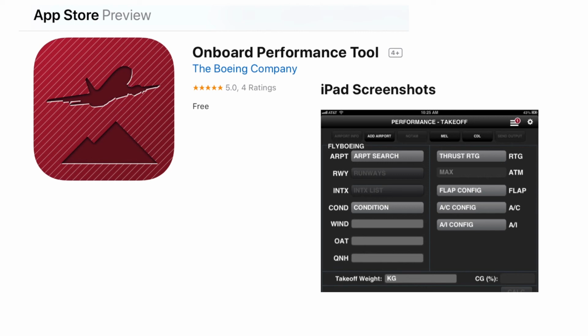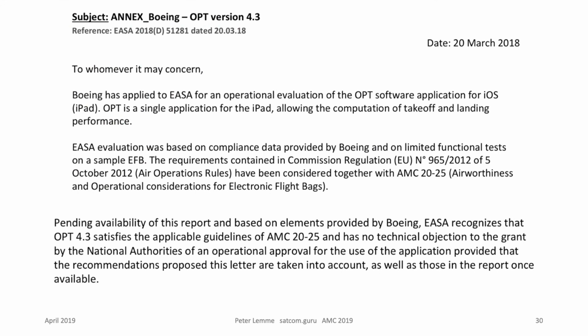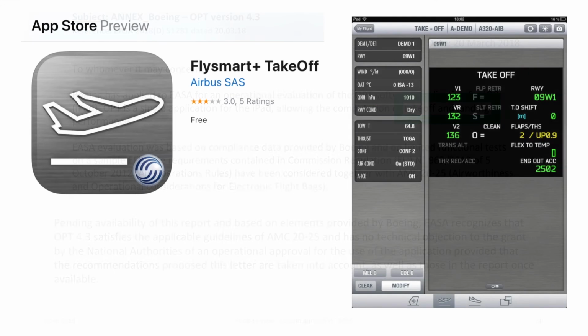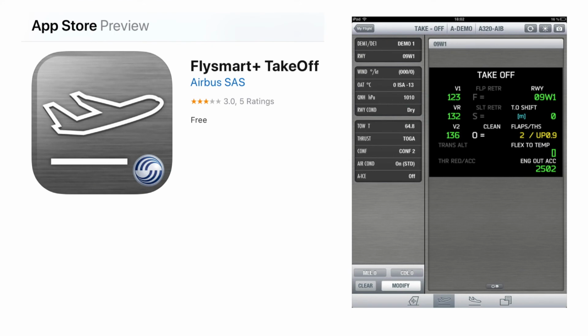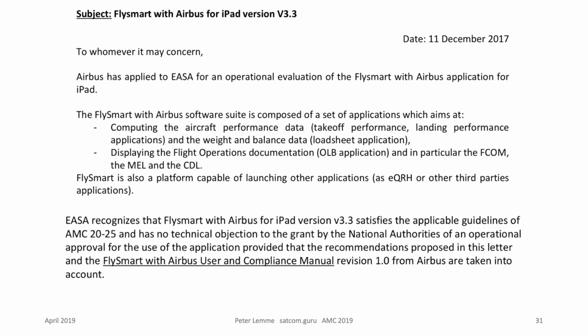Boeing provides an iPad application. I went to the iPad application store, and I didn't download it, but there it is, the onboard performance tool from the Boeing company. And what does it do? It does a bunch of things, but it includes computing takeoff and landing numbers. Airbus has a very similar product, FlySmart, and again, if you look at it, it performs takeoff and landing performance numbers.